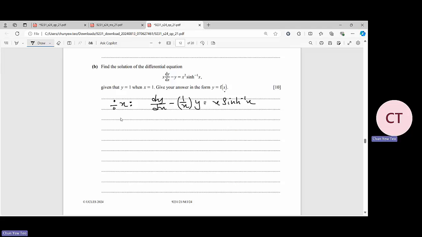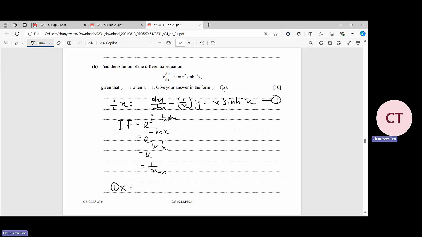So you need to find the integrating factor, IF, e to the power of integral of negative 1 over x dx. So it will be e to the power of negative ln x. It will be e to the power of ln of 1 over x. Just change it to become 1 over x. That is your IF. I call this one equation 1.